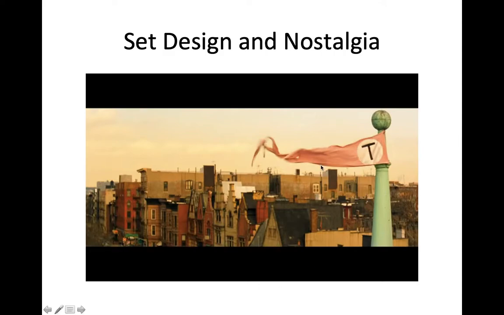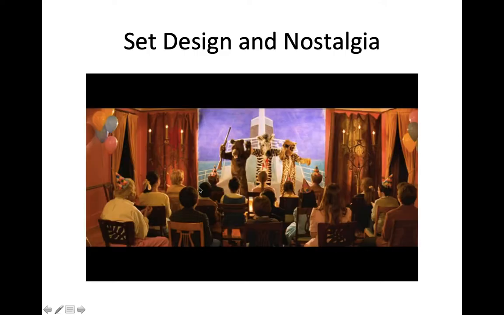So here we have this kind of set design conveying nostalgia, right? Look at this really dated kind of architectural element, this faded pink flag that, I guess, is supposed to be the family's crest. It's just the letter T, right, for the Tenenbaums. This kind of dated looking image. Another moment of set design for nostalgia. Here we have this kind of diorama come to life, here is the play that's being staged. It's something from the past that's expressed through the set design.